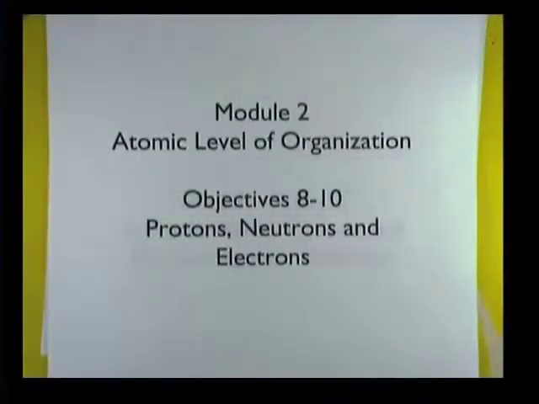The next segment that we're going to do in Module 2 is the atomic level of organization, and here we're actually going to look at those atoms that we talked about earlier. So we have objectives 8 through 10, which have to do with protons, neutrons, and electrons. These are the subatomic particles that make up atoms.